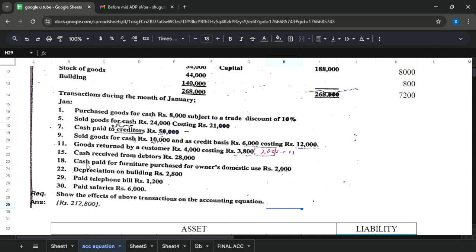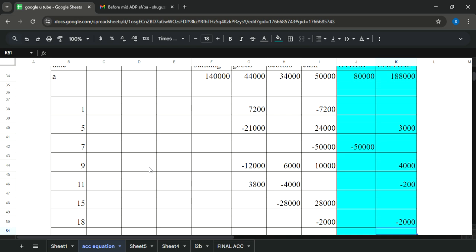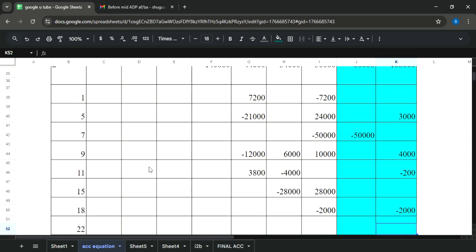Since you have paid your cash, cash is decreasing. You will go to the cash column and decrease, minus 2,000. Cash has been decreased, and these are drawings with which his capital would be decreased. Decrease means minus 2,000. You will put it over here. In this way, we have completed the 18th entry.